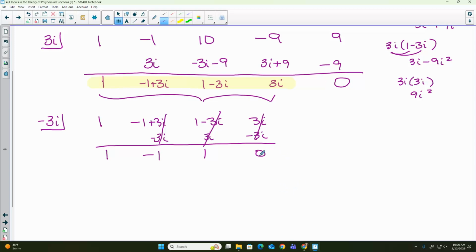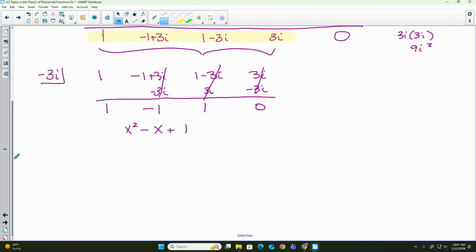So remember, this is the remainder, constant, x, and x squared. So we have x squared minus x plus 1. Okay, my directions were to find all the zeros. We have 2 of them so far. I need the rest. Does this factor nicely? No. So what would we do?